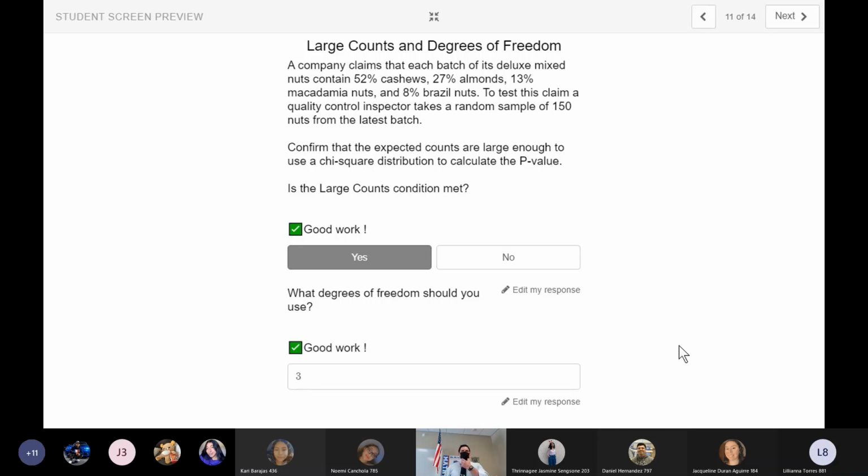If you did 150 minus 1, you used the sample size by accident. We do not use the sample size for degrees of freedom. We're doing a chi-square test. Okay, we use the number of categories.